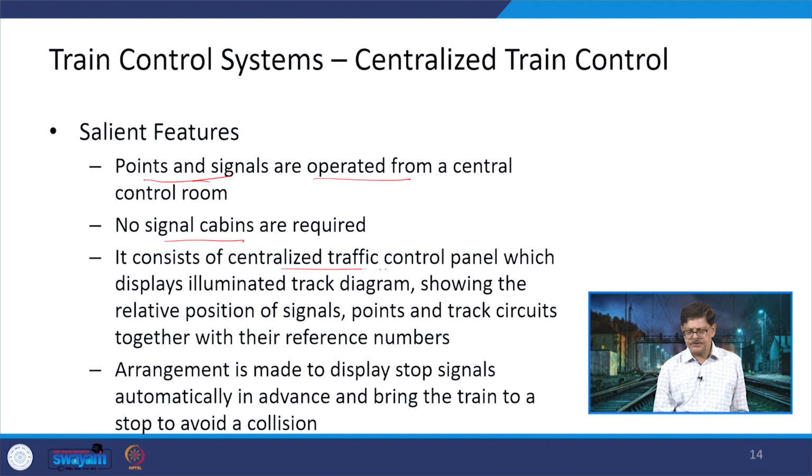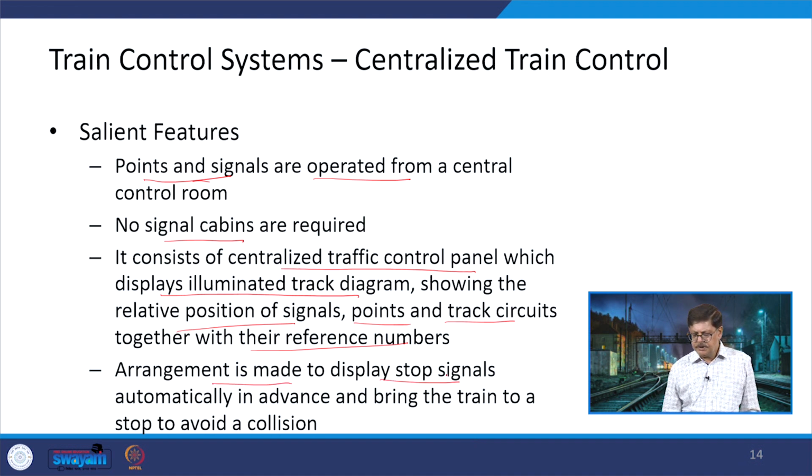It consists of a centralized traffic control panel which displays the illuminated track diagram, and this illumination with respect to the various types of points, various types of crank handles, locations, level crossings, tracks, and the movement on the tracks, that we have discussed when we talked about the interlocking systems also. And it shows the relative positions of the signals, points, and the track circuits together with their reference numbers. So, in the previous lecture also we have looked at the diagrams where all of those locations where such indications were there, they were given certain number. So, they are referred by those numbers.